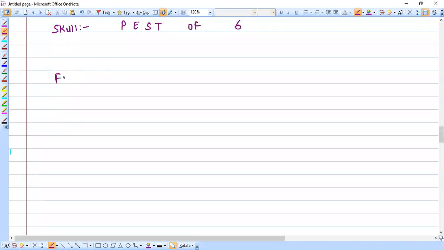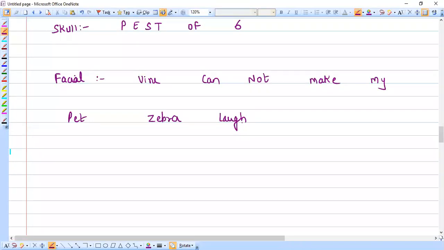And when I talk about facial bones, you will remember: Viru cannot make my pet zebra laugh. So just remember these two sentences. Viru cannot make my pet zebra laugh is for facial, and for skull you have to remember PEST of 6.